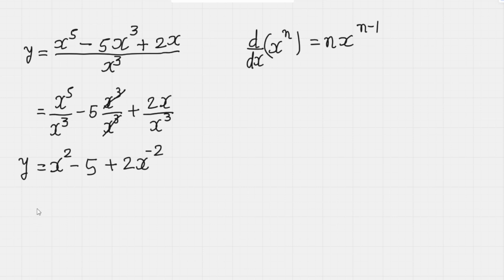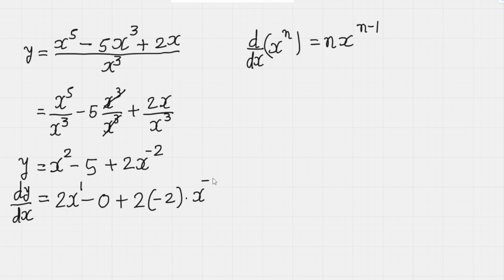Now let us apply this power rule here. So let us take the derivative of y with respect to x. So dy over dx is equal to 2 times x raised to 2 minus 1, minus the derivative of a constant, which is 0, plus 2 as it is, times minus 2 times x raised to minus 2 minus 1.